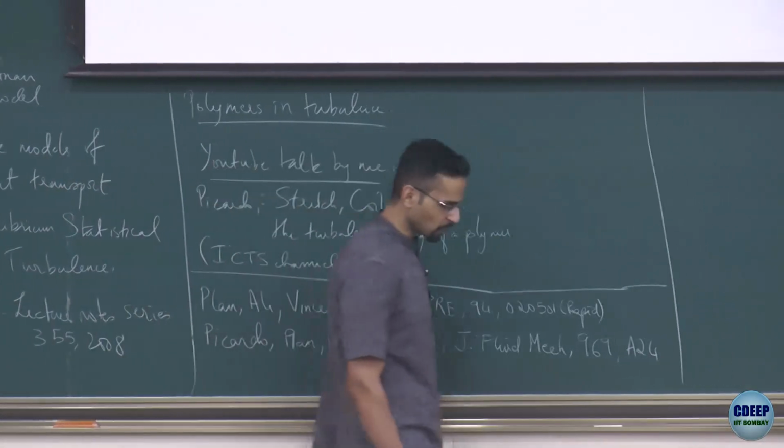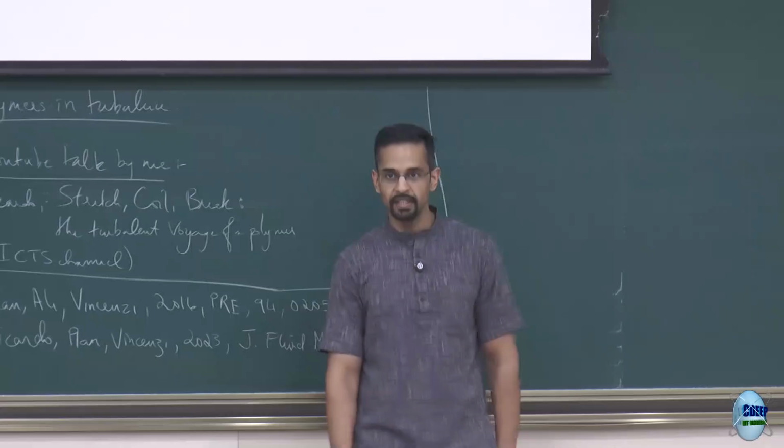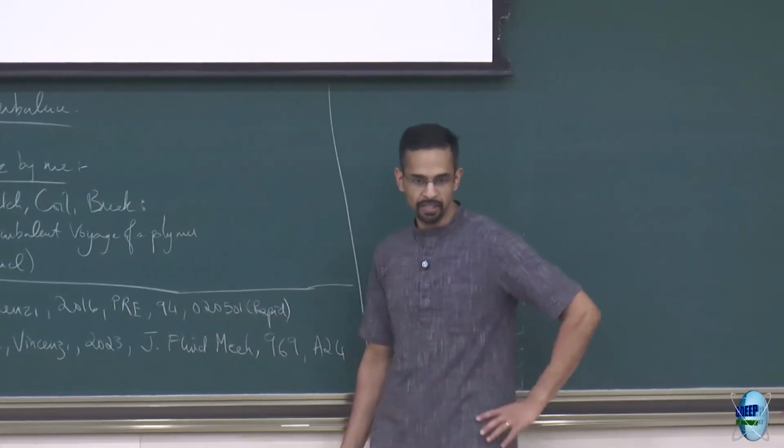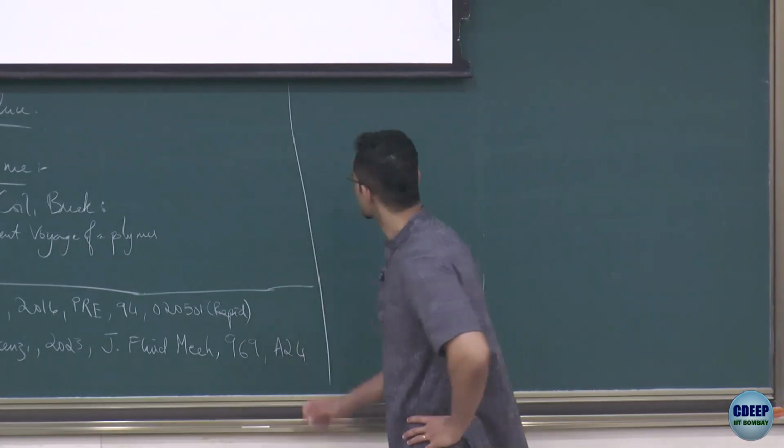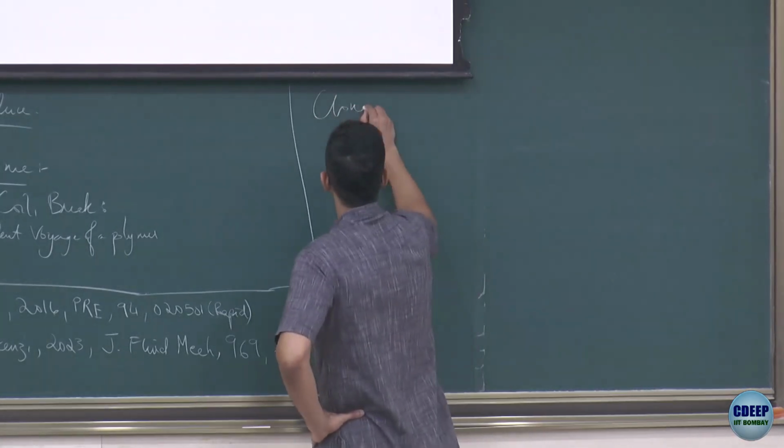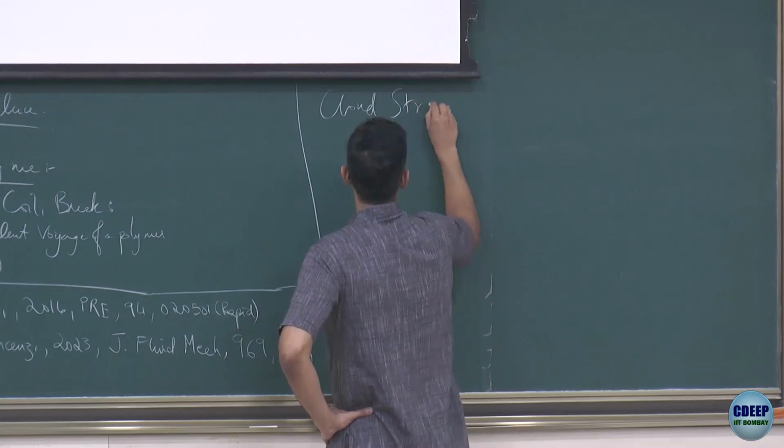Now, the last thing I want to talk about is something more picturesque, okay, which is using turbulence as a way to understand the emergence of large-scale patterns. Okay. So a classic example, which you may have already noticed, is that of cloud streets.